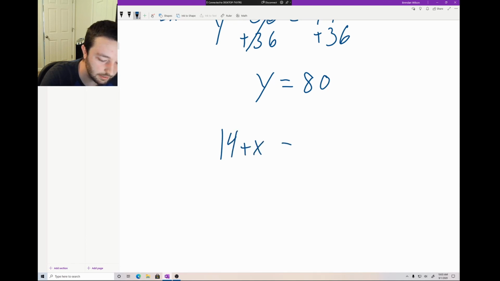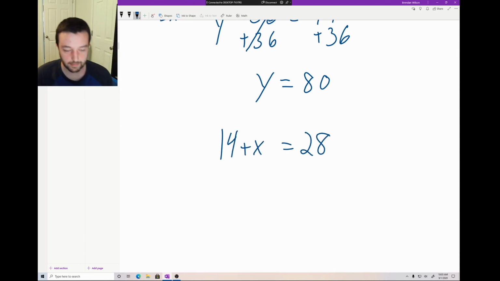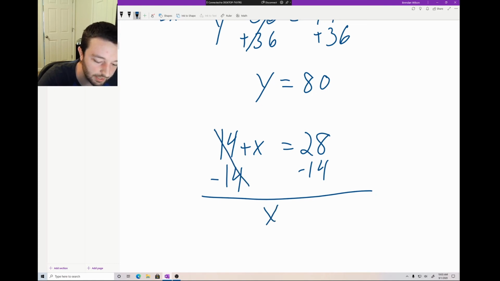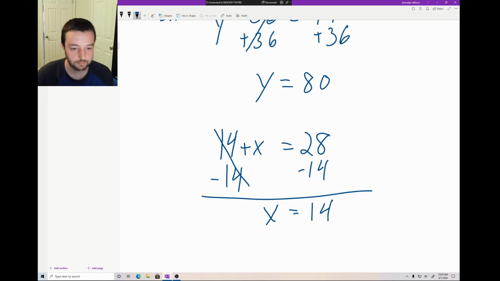14 plus x equals 28. Okay. So now the order is different here, but it doesn't actually matter because addition we can do in any order we want, right? So we still just want to subtract 14 from both sides, right? This gives us 0. So we're just left with x over here. And then here we can do the subtraction and get 14. 28 minus 14 is 14. So because we're adding a 14, we wanted to subtract 14 from both sides to get rid of it. Okay.